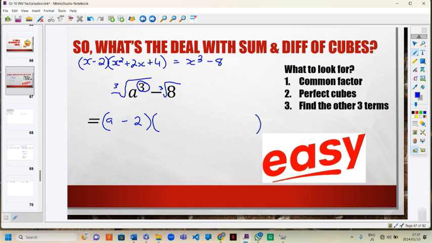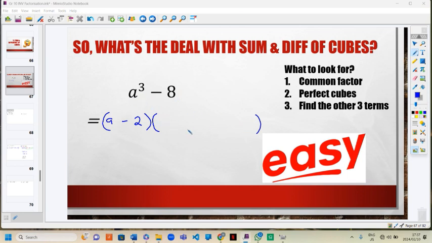Now I need to get whatever's inside this big bracket. This a is going to multiply with the first one, and a times what is going to give me a cubed? A squared. Eventually, when you multiply out, this term is going to multiply with the last term. What times negative 2 is going to give me negative 8? Positive 4. Little tip for all your sum and difference of cubes: this last term will always be positive. Forever and always will be positive.